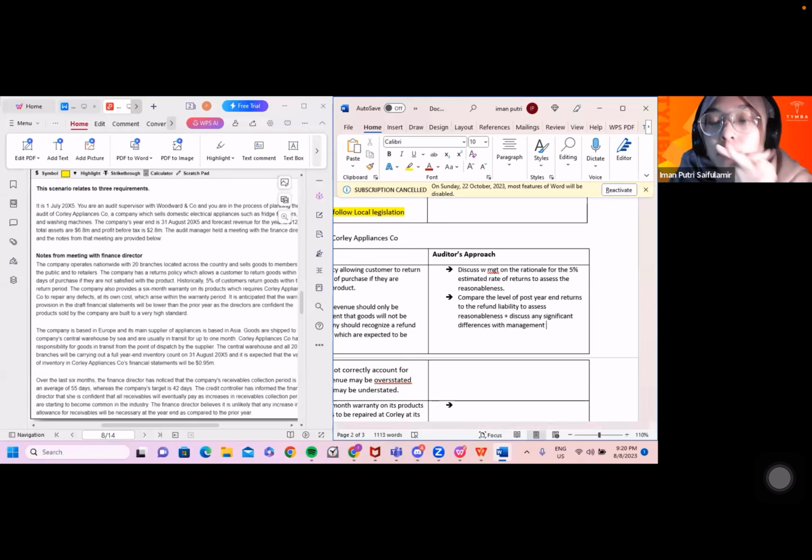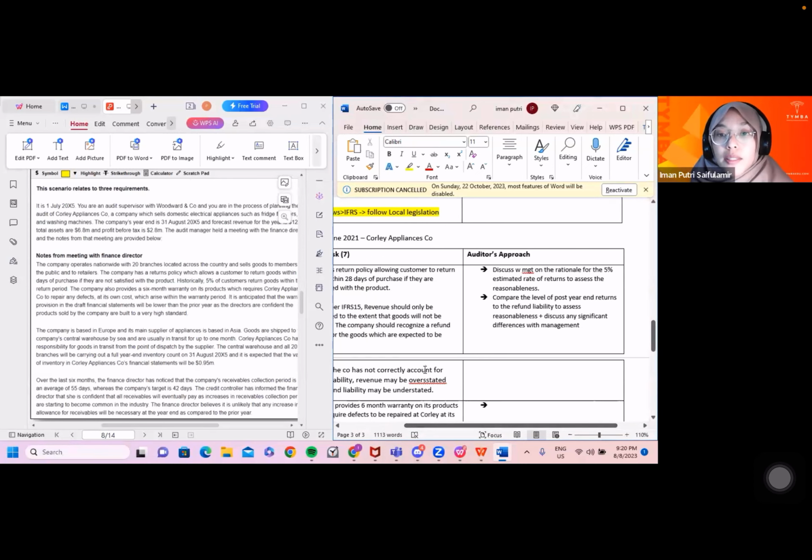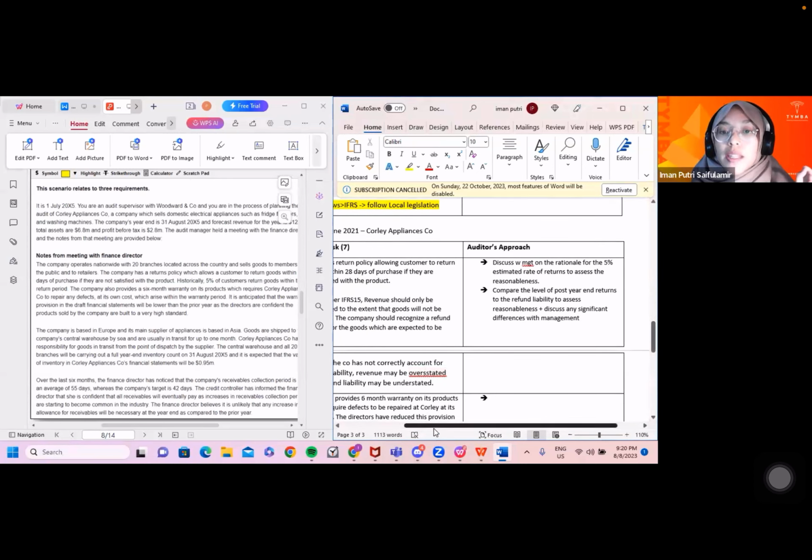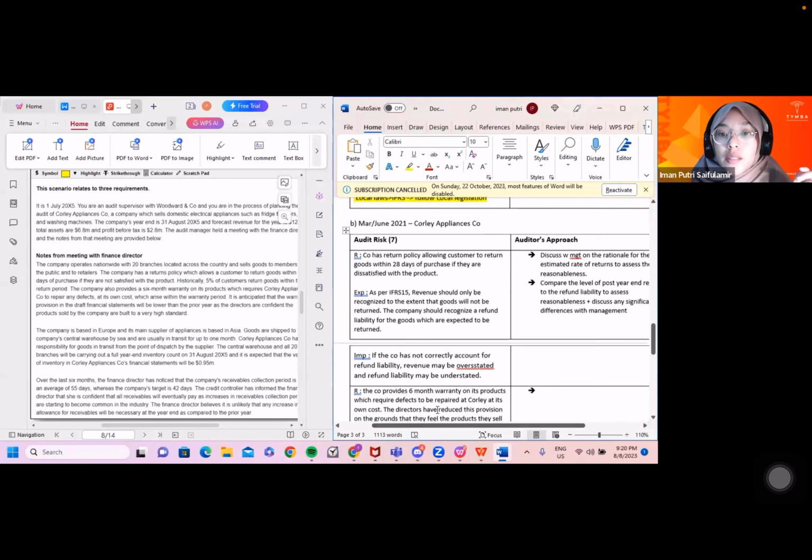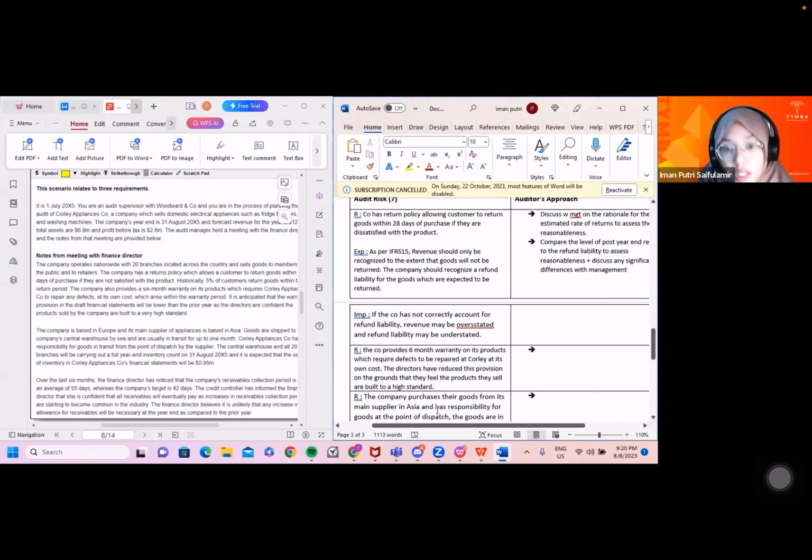Basically, we want to look at how many returns have been made by the customers, and then assess whether this refund liability is reasonable or not. If there's a huge difference, we will have to ask management to amend this refund liability. Okay, next is on the warranty.